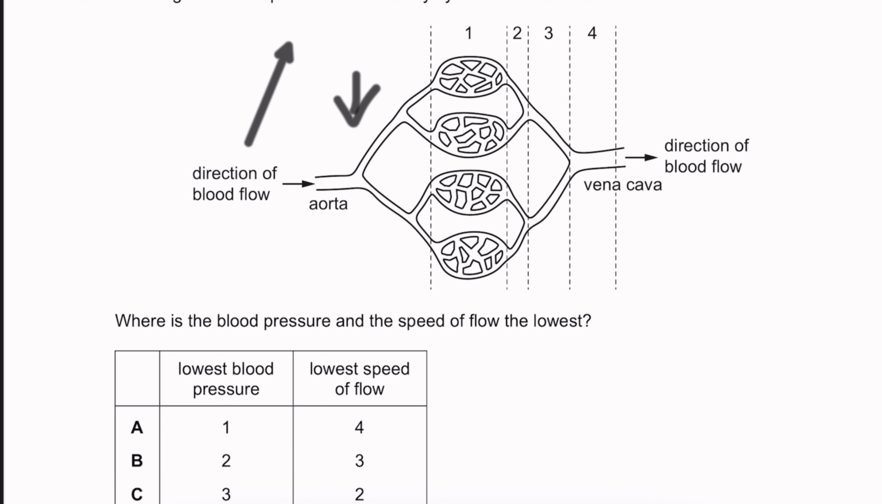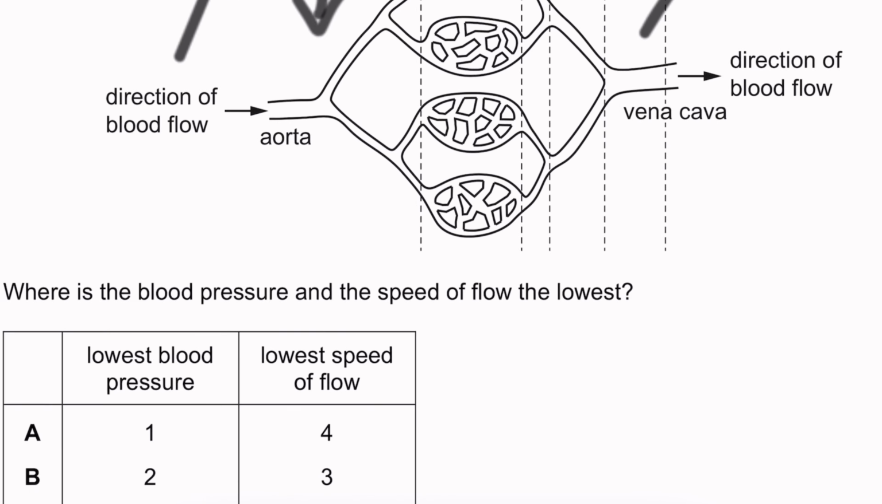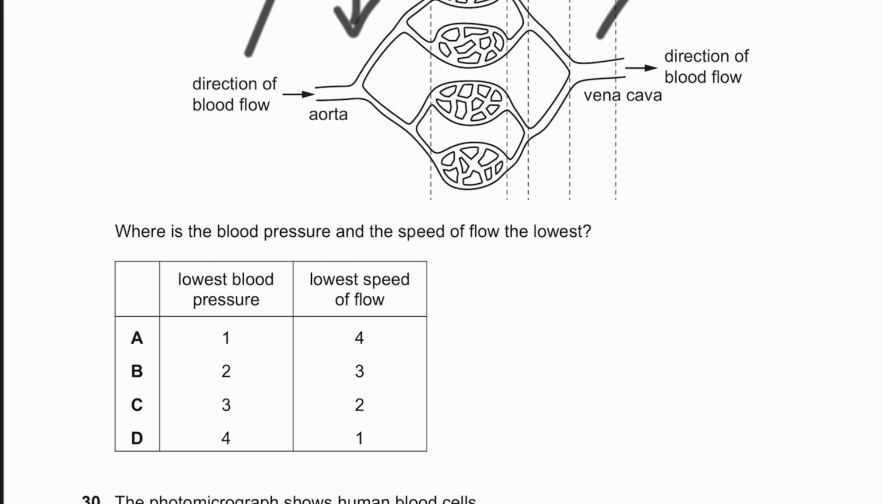However, it still is going to be higher here than in this region because once they're moving here in such a tiny space, it's going to have a high pressure, and then all of a sudden it increases, improving the flow, decreasing the blood pressure. And so here we have the lowest blood pressure inside number 4. Okay, and the lowest speed of flow is going to be inside the capillaries, number 1, because it's only 1 red blood cell passing per second.